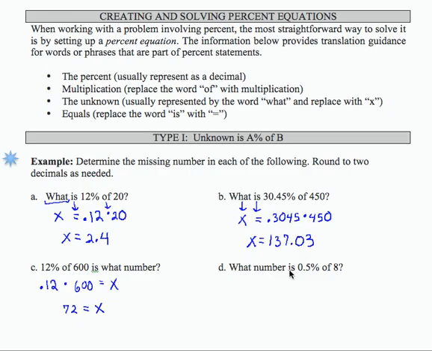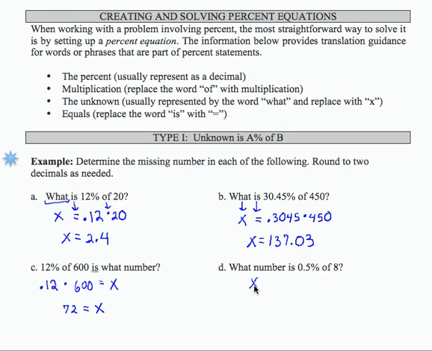Part D, what number is 0.5% of 8? Well, if I had 50% of 8, that would be half of 8, which would be 4. So this number is 100 times smaller than that. So let's see if we get something that has a 4 in it.